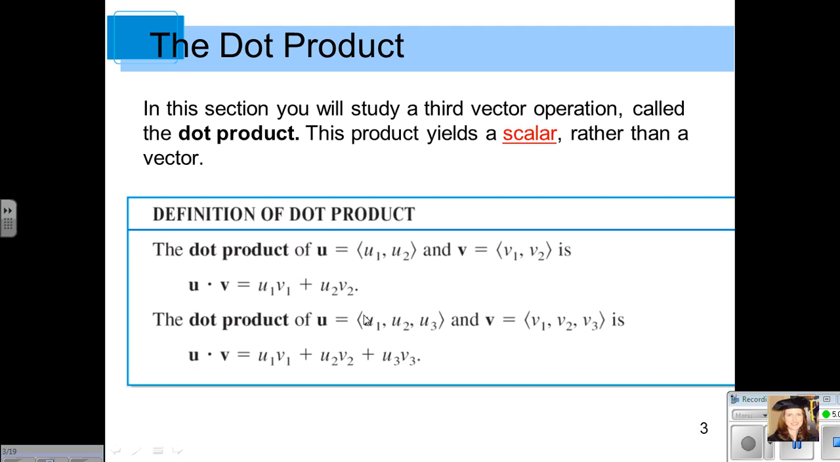The dot product of two vectors is found as follows: if you have vector u with components u1 and u2 and vector v with components v1 and v2, the dot product is found by multiplying the corresponding components and adding the results together. This is a scalar, it's no longer a vector. If the vectors are in space with three components, you multiply the corresponding components and add the three results together to get the single scalar dot product.